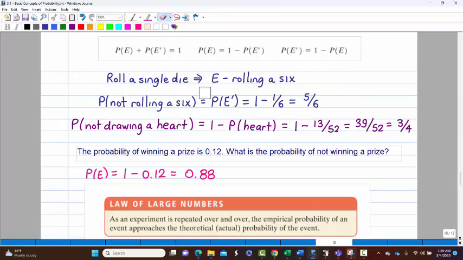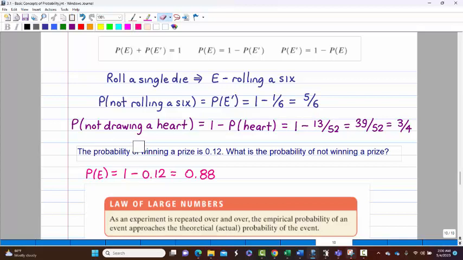Now roll a single die. We're defining E as rolling a 6. So what's the probability of not rolling a 6? That one's easy enough that you could probably just go through and count the ones that are not 6. But here I'm using it to illustrate the formula. Rolling a 6 is 1 over 6, so it's 1 minus 1 over 6, which equals 5 over 6. But if you're wondering, could I have just counted not a 6 as being 1, 2, 3, 4, 5 values? Yes, that would have been right also. I'm just trying to illustrate the 1 minus.